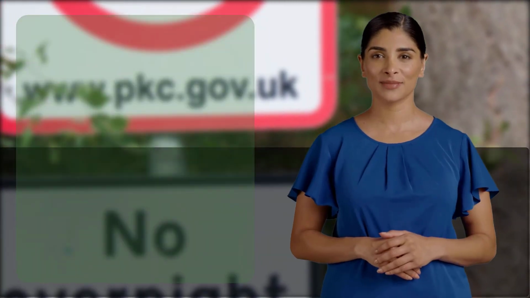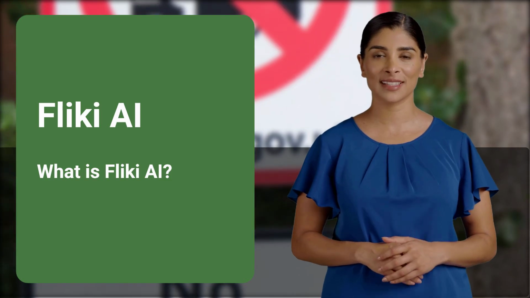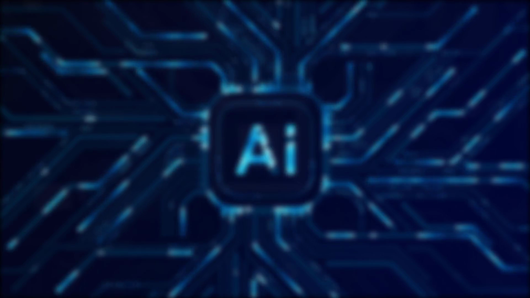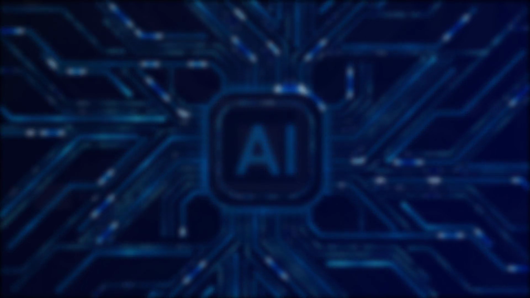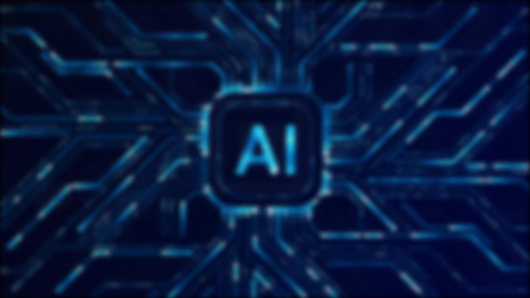What is Fliki AI? Fliki is an AI-powered content creation platform that specializes in text-to-video and text-to-speech. It allows users to create high-quality audio and video content using realistic AI voices and a massive library of stock media. As of 2026, Fliki has distinguished itself by offering a uniquely intuitive, script-based editing workflow. If you can write a blog post, you can make a video.